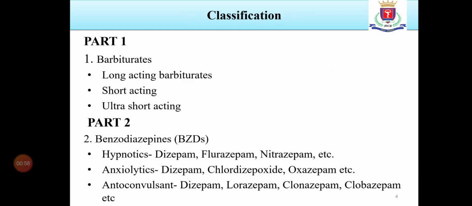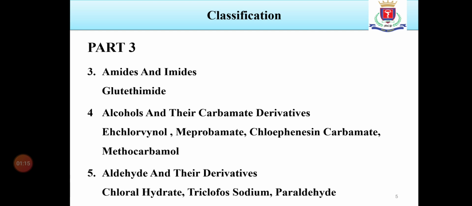In the first discussion, we learned about barbiturates as hypnotics and sedatives. In the second discussion, that is in part 2, we learned the benzodiazepine class of sedative and hypnotics. In today's session, that is in part 3, we are going to see the amides and imides class of sedative and hypnotics. The example of amides and imides is glutethimide.